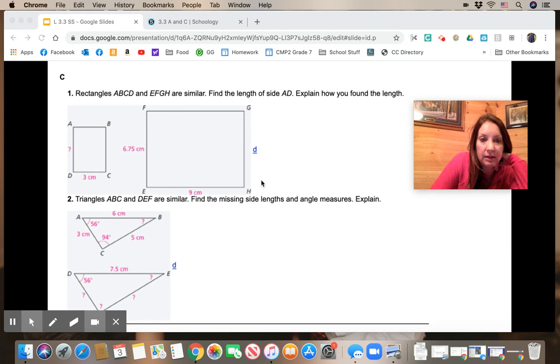Here it says triangles ABC and DEF are similar. Find the missing side lengths and angle measures. Explain. So again, just tell me how you know that you got the correct answers. What do we know? We may need a refresher here on the angle sum of a triangle. The angle sum of a triangle is 360 degrees, if you haven't gotten to that yet. And then make sure that you're doing the same thing. You're using the correct corresponding sides. They give you two so you can figure out the scale factor, and then use the scale factor to figure out the rest.